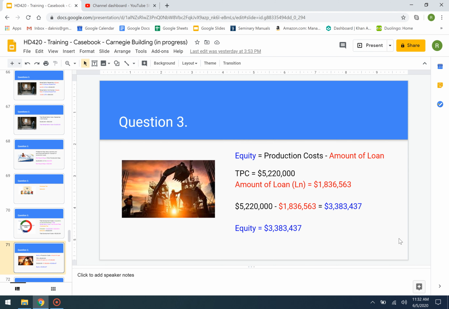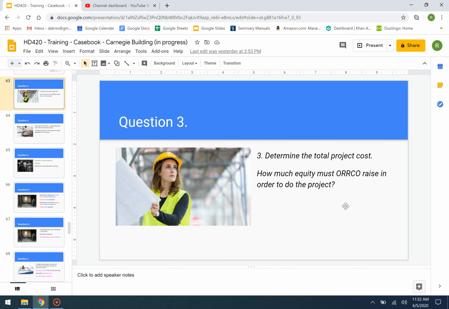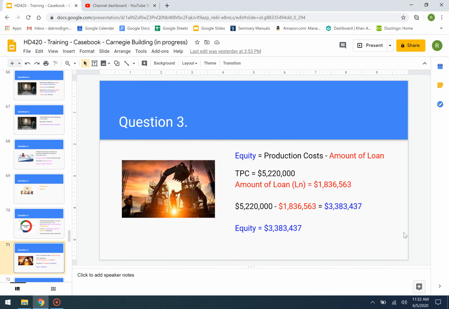All right, the second part of the question asks us about equity. So let's just go back for a quick review. How much equity must Orco raise in order to do the project? In order to figure out the equity, we're going to take our production cost at $5.22 million and subtract the amount of the loan. This is the difference between how much everything costs versus what we're getting as a loan from the bank. Remember when we did the fair market value, when we figured out the loan value, we have a loan of 1.836563, and we're going to take that number and subtract it from our total production cost of $5.22 million.